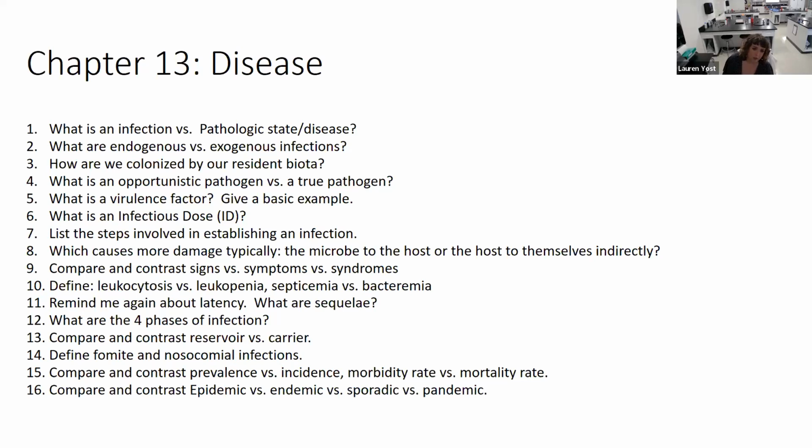So latency, remind me again about latency. Latency is referring to getting infected by a virus at face value, or it could be other microbes as well. It doesn't have to be a virus. So we can even see this in tuberculosis, which is caused by a bacterium.